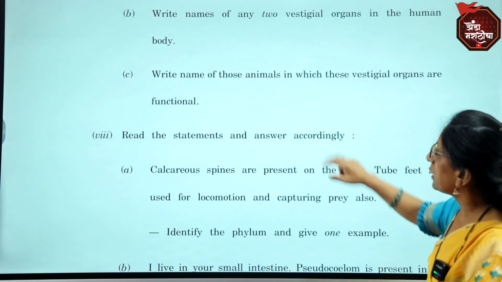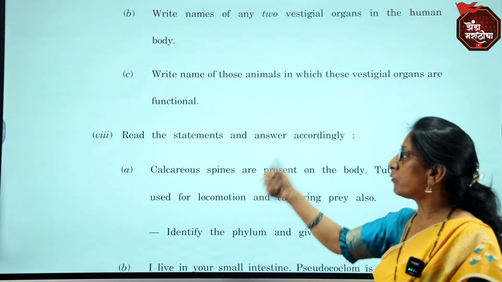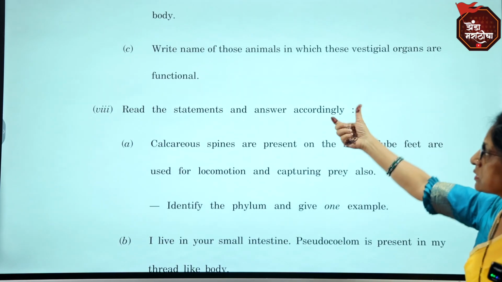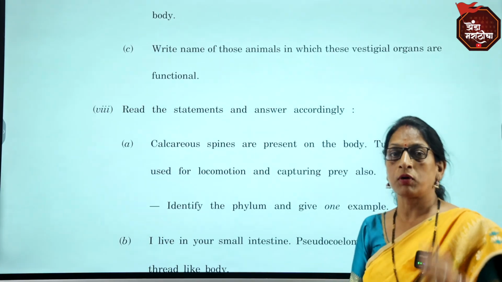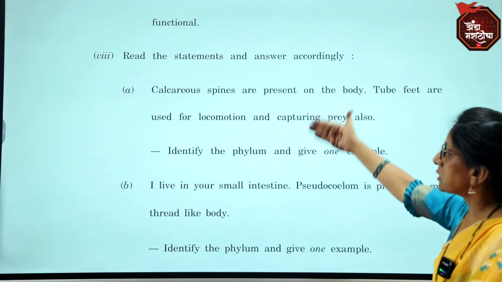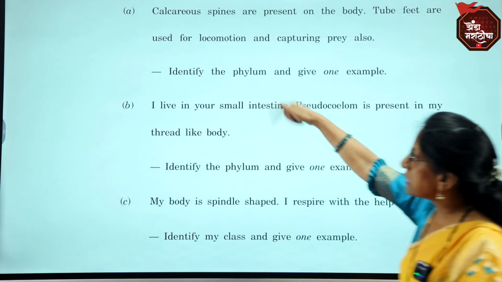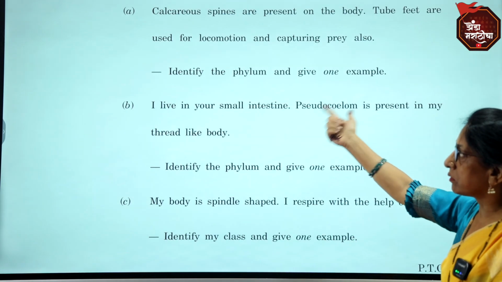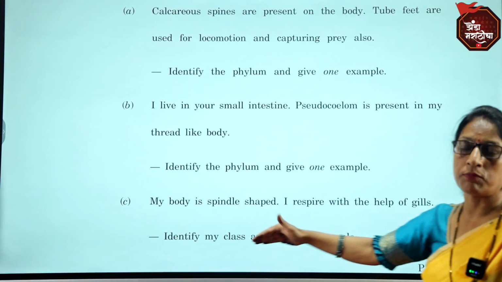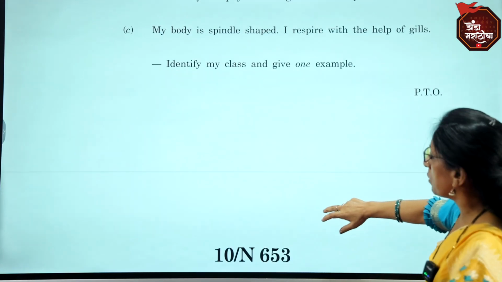Then write the names of those animals in which these vestigial organs are functional, and then write the names of the organs which are functional in those animals but vestigial for other animals. Then read the statements and answer accordingly. In the same way, you have to attempt all these questions A, B and C, because these are the sub-questions of question number 3. You have to attempt all of A, B, C, because each carries 1 mark. This way you have to attempt question number 3.